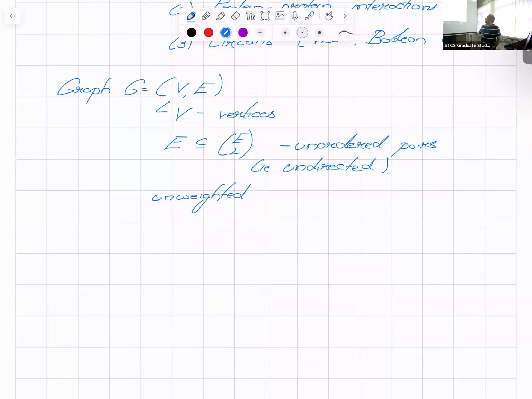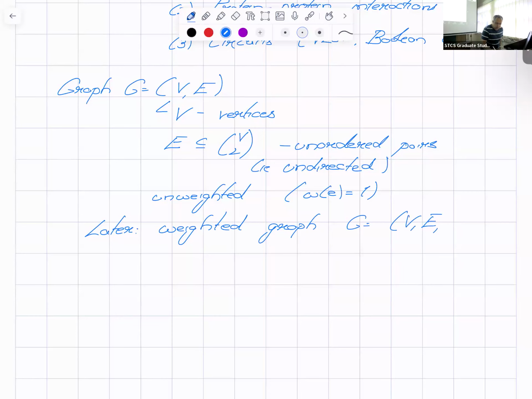Sorry, unweighted. Typically all the edge weights are 1. We might talk about weighted graphs later, especially when we go to random graphs, in which the graph will now be a triple (V, E, W) with W defined on the edge set.